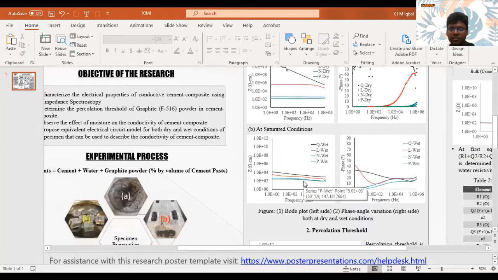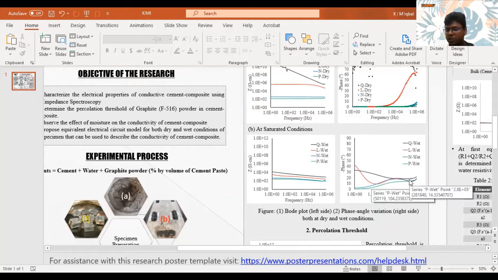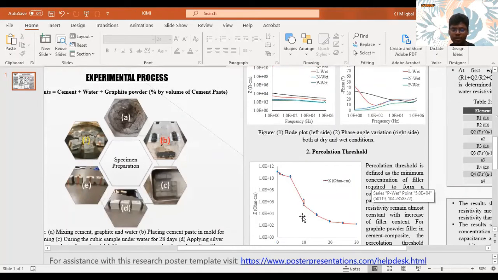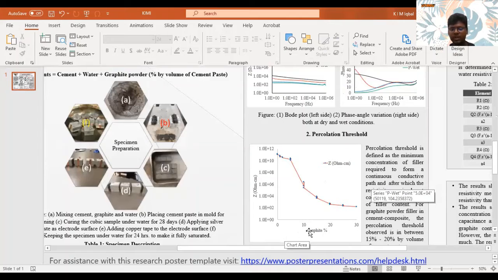In the saturated condition, the resistivity is much lower compared to the dry condition. However, the capacitance effect is not that much reduced. It is because there is the presence of some moisture, and that induces some capacitance effect. We plotted the graph with the different graphite content with the impedance data, and we found that the resistivity decreases much slower in the case of 15% to 20% graphite content. So you can say our percolation threshold is 15 to 20%.